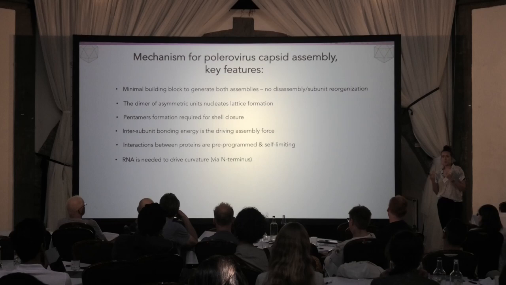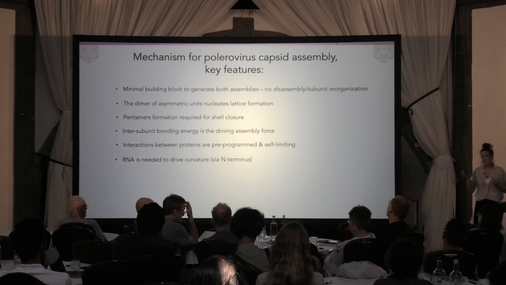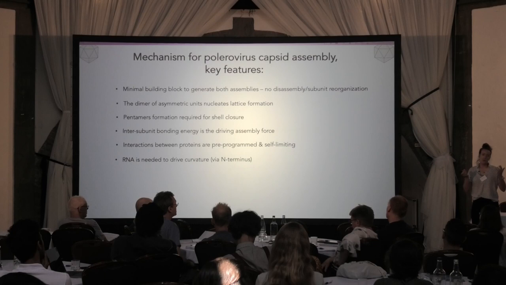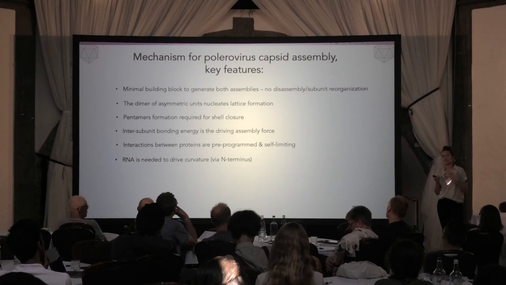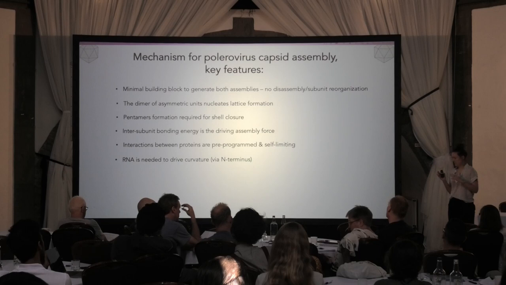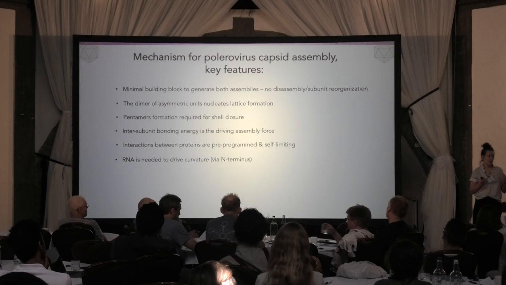And for the astute viewer of this talk, you will have seen that our crystal construct was missing the first 68 residues. I'm happy to talk at another time about how we tried to get assembly and pure proteins with those 68 residues, but it was very unstable. So we have some problems there. We think that RNA is needed to drive that curvature, and that happens with association with the N-terminus.